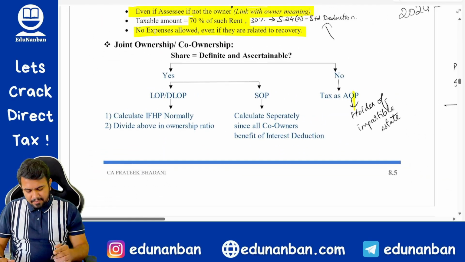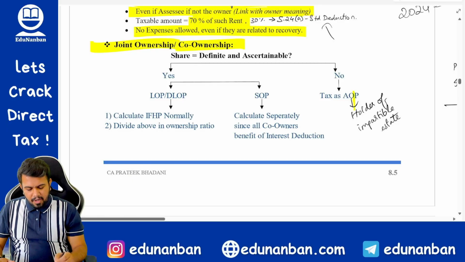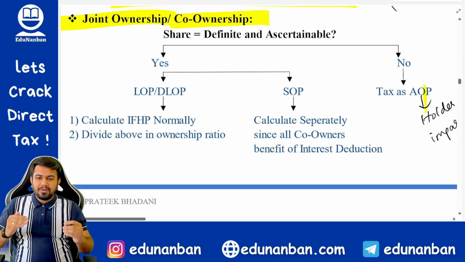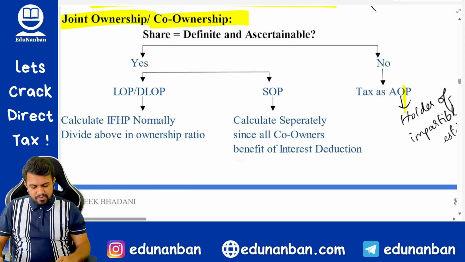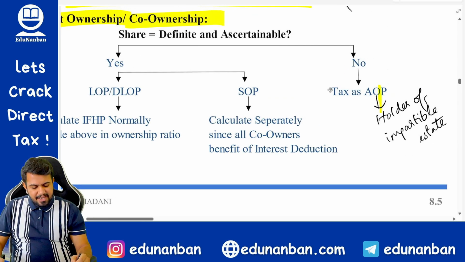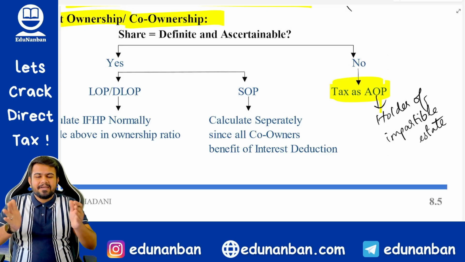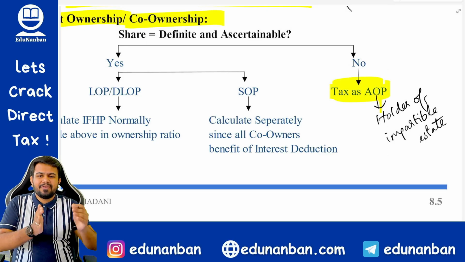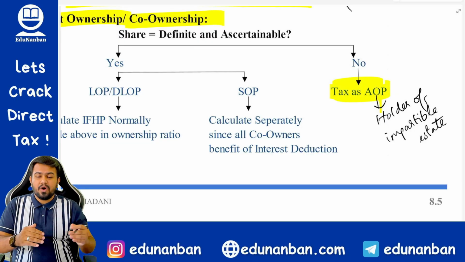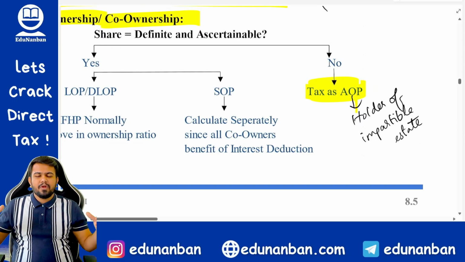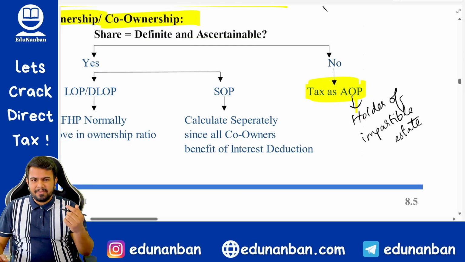Now let us discuss joint ownership or co-ownership. Sir, what happens when more than one person is owner of a same property? In such case, you have to see whether share is definite and ascertainable. It means that you can easily determine what is the share of the different joint owners or co-owners. If you cannot determine the shares, then all the co-owners together will be called as AOP, and the AOP will be taxed.